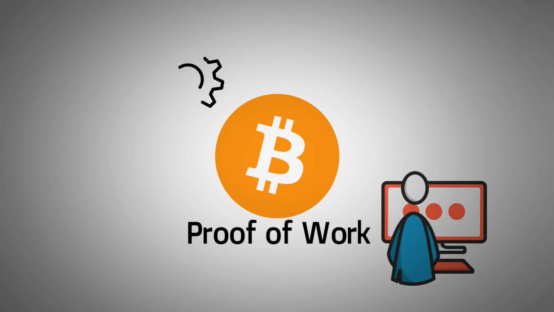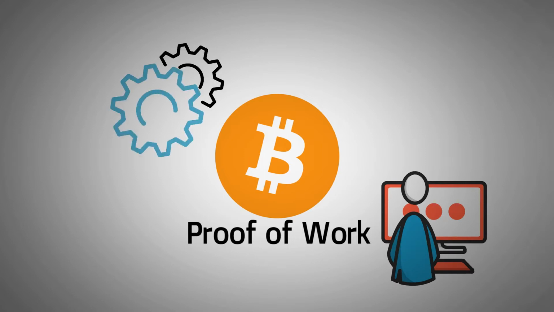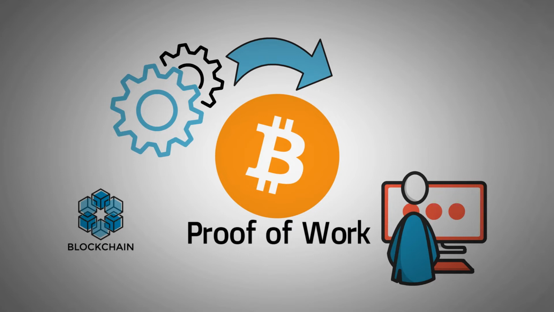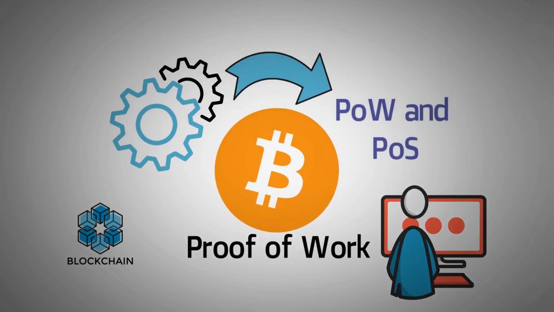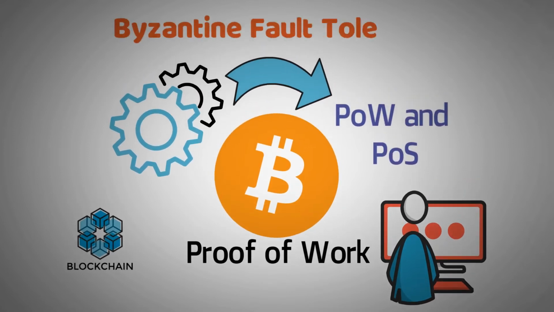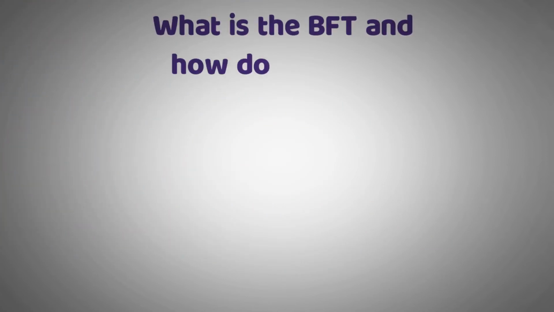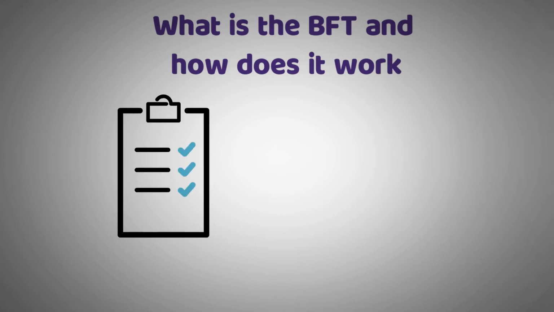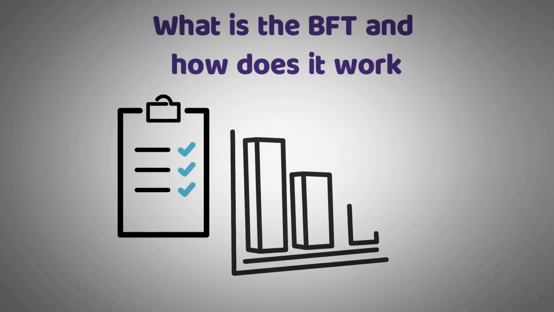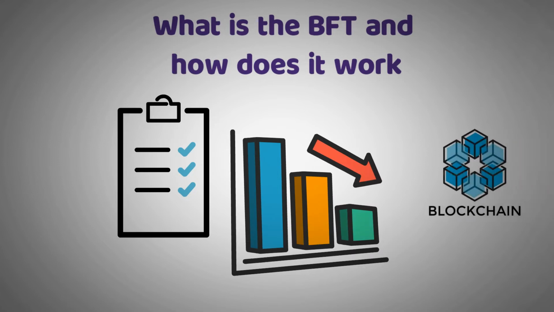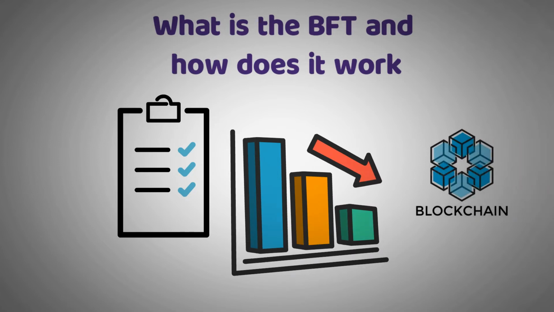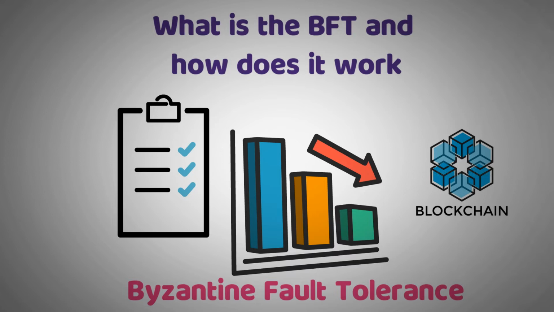Another consensus mechanism has been adapted from an algorithm that was created before the blockchain was even on the table, and it is now being reused as a consensus mechanism along with POW and POS. This alternative mechanism is called the Byzantine Fault Tolerance, or BFT. What is the BFT and how does it work? What are the benefits it brings to the technology as a consensus mechanism, and what are its downsides? Which blockchains use BFT? Listen up as we go over everything you need to know about Byzantine Fault Tolerance.